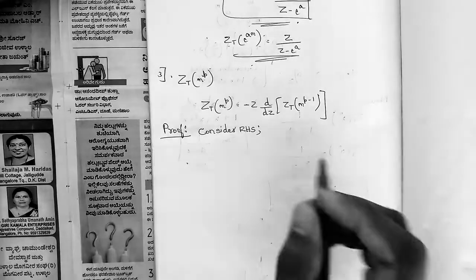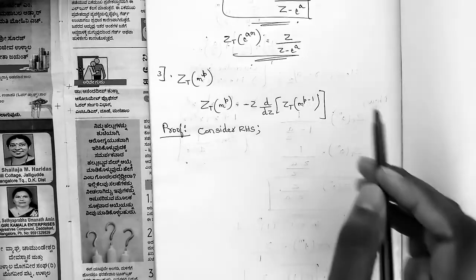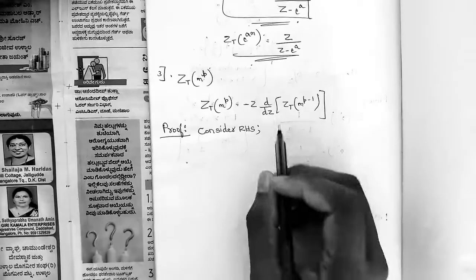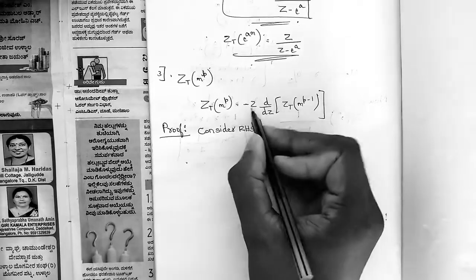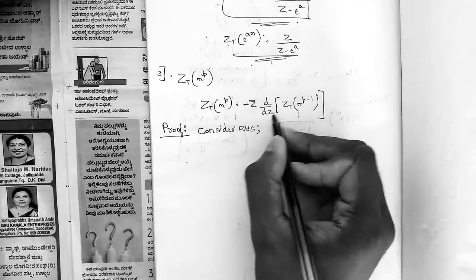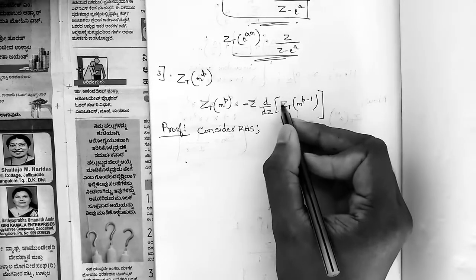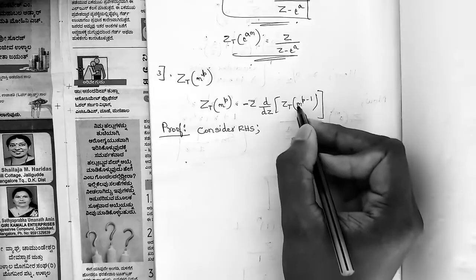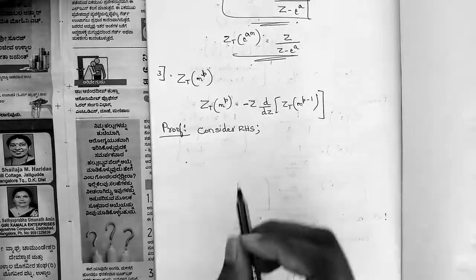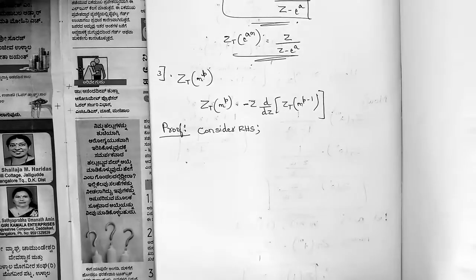So now let's prove this fact, that this is the required z transform of n power p. Generally we have written it as minus z into d by dz, we have to differentiate by z the z transform of n power p minus 1. So this is the required z transform. Now we need to prove this, so LHS should be equal to RHS.